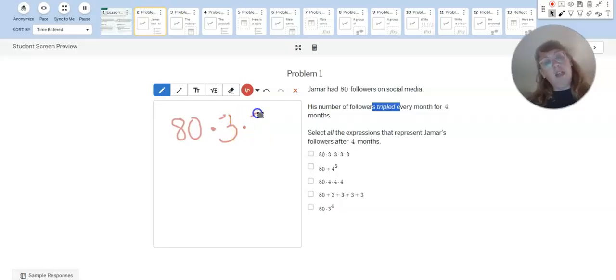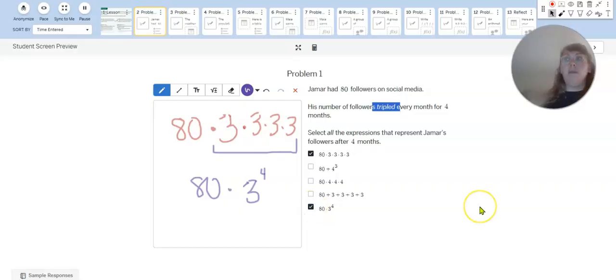So we're going to do times 3, times 3, times 3, times 3, 4 times. Another way to write this is when we have 3 multiplied by itself 4 times, this is 3 to the 4th power. So we have 80 times 3 to the 4th power. So those are the two ways that we can represent this expression for after 4 months. Once you're all set, push ahead to slide 3.